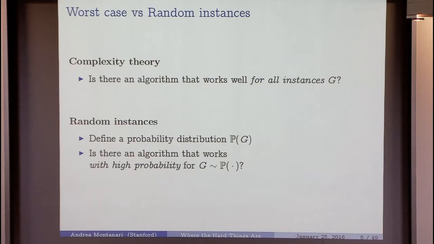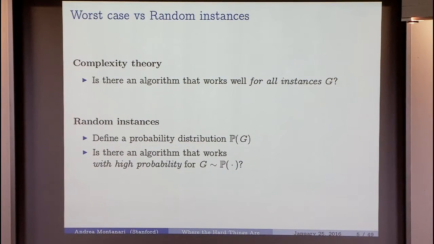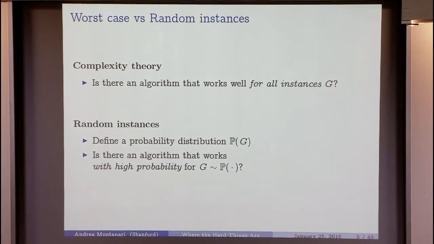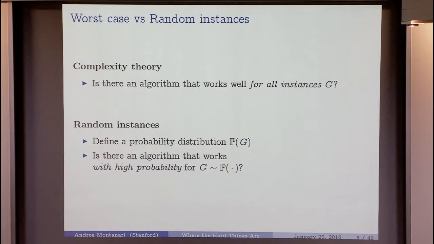Random instances try to do something different. We define a probability distribution over instances, P of G. And then we ask, is there an algorithm that works with high probability when you draw G from this probability distribution? What works might mean many things, but for instance, finds a solution of this problem with high probability.